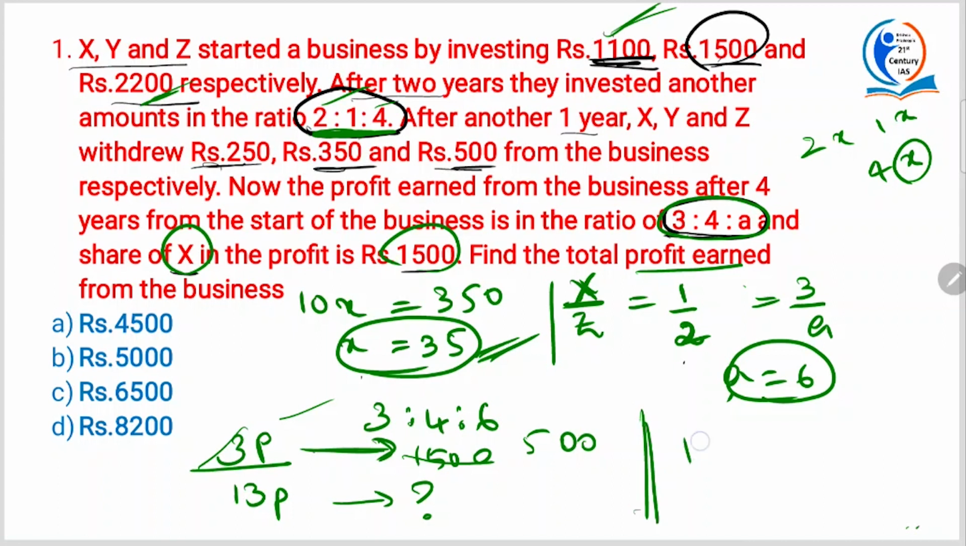So 13 parts is equal to 13 into 500, which is nothing but 6500. So the total profit is 6500.